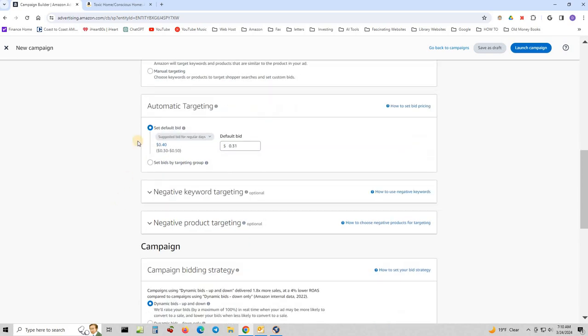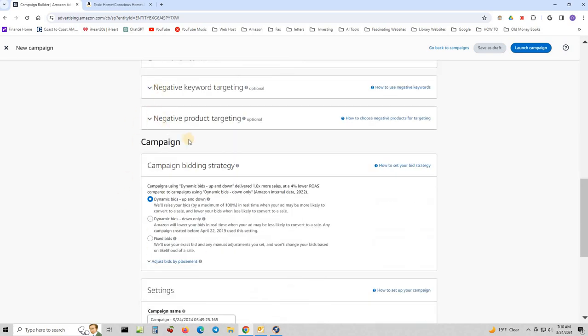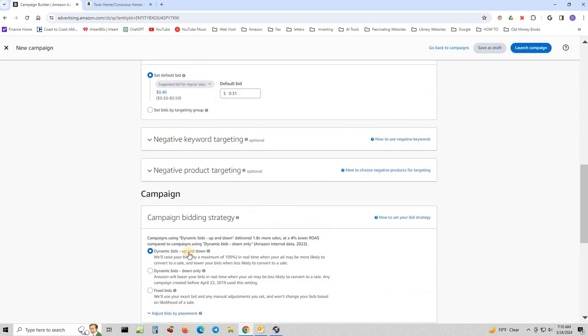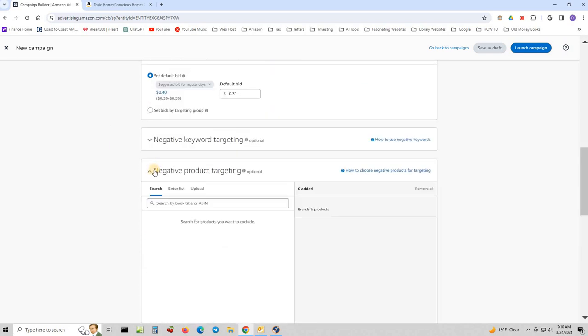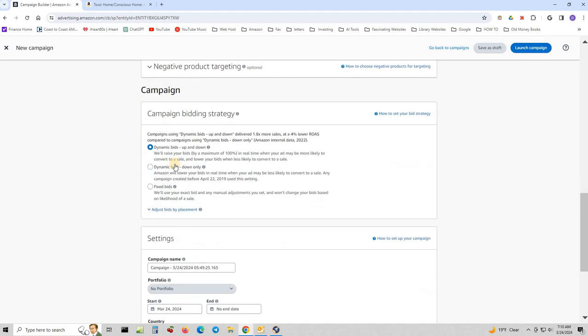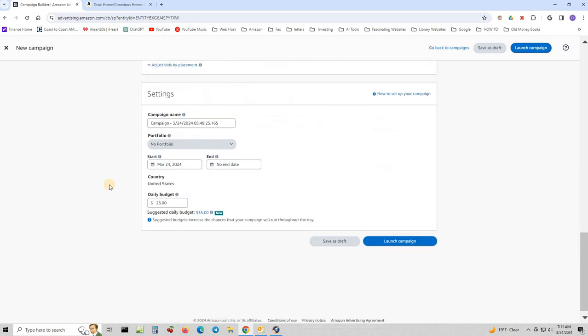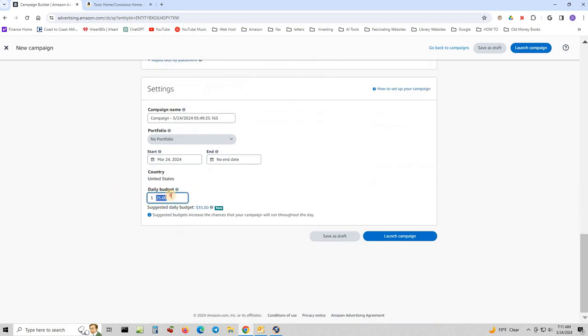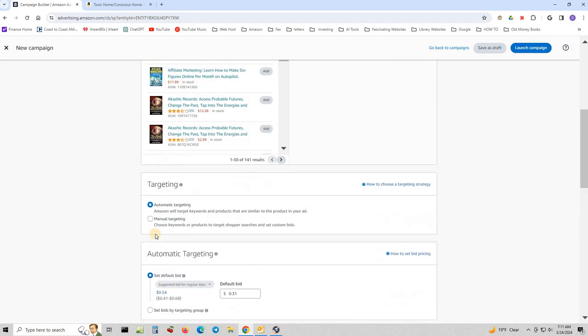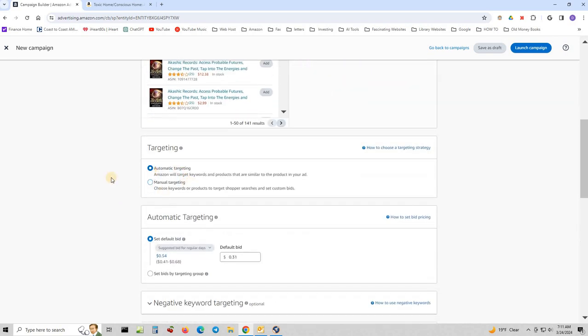I'm not doing any negative product or keyword target. Negative product targeting is if there's a product where you do not want your book to show up next to. Down only, dynamic down only, and then that's it. Then you set your daily budget. And then Amazon goes out there and does its own thing with its own keywords to try to find people for your books. So it's super simple.